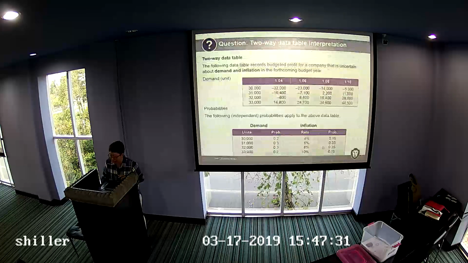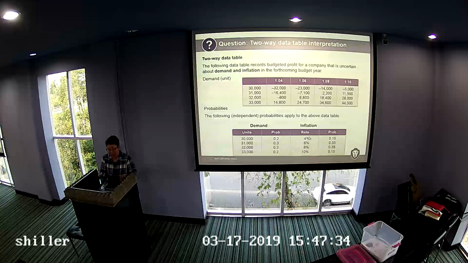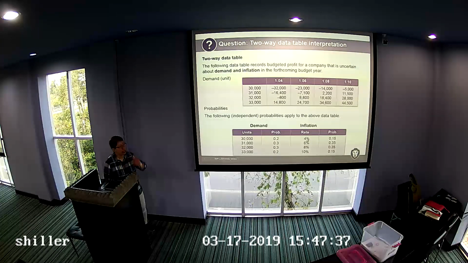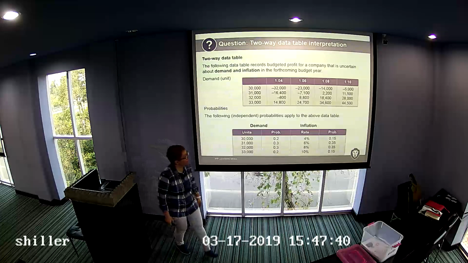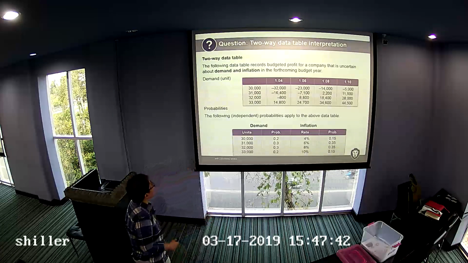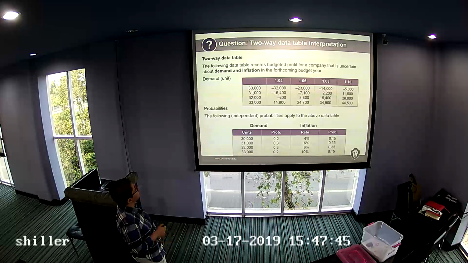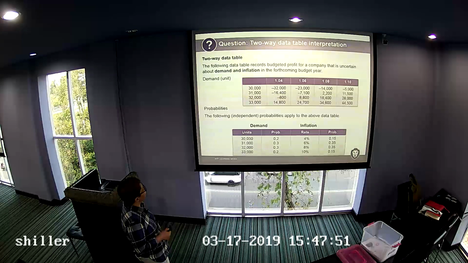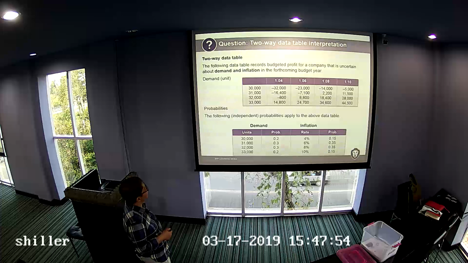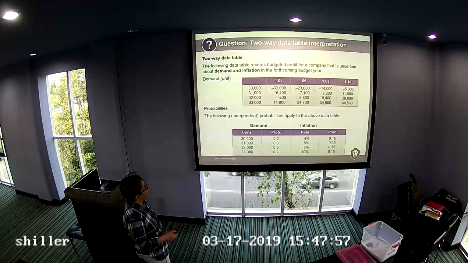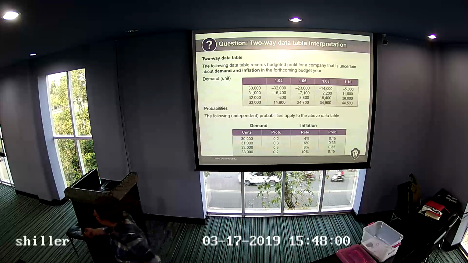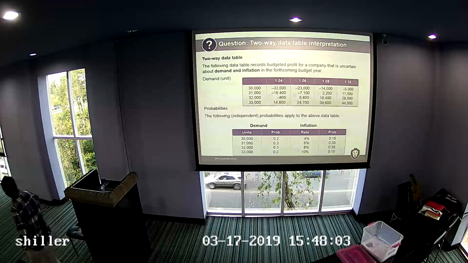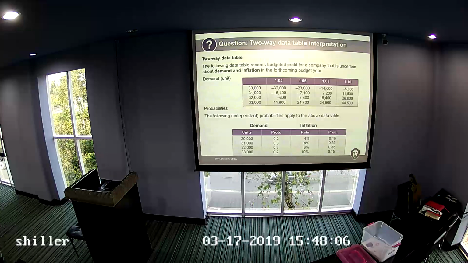Alright, there's another question. Let's take a look at this problem. The following data shows a budgeted profit of the company, and it's uncertain about the demand and inflation. So it says, these are the following demand, and these are the following inflation rates. If these are the demand, these are the inflation rates, what are these? These are the budgeted profit.